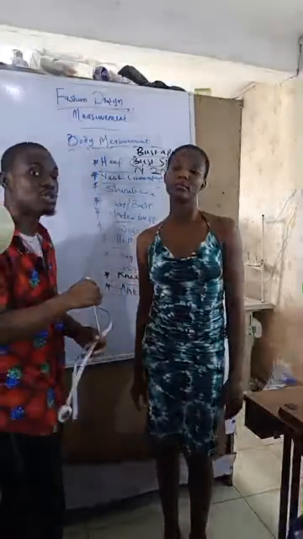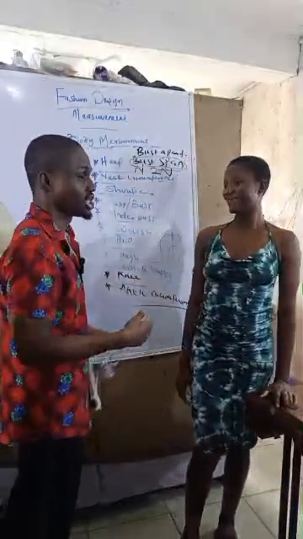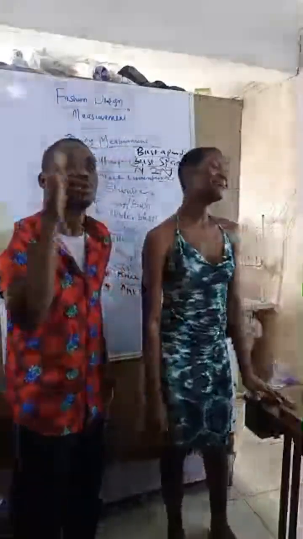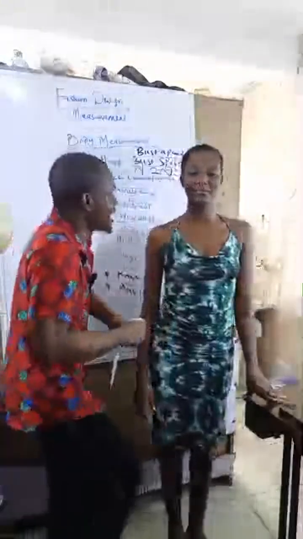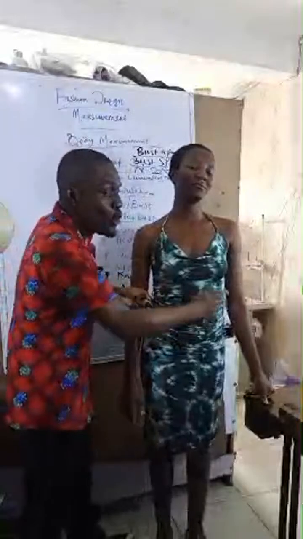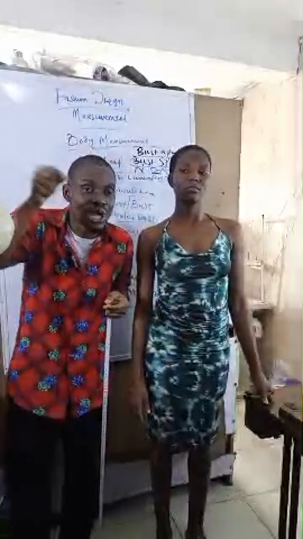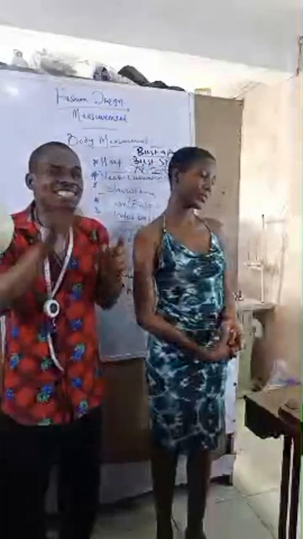So the next part we are going to measure is the what? The waist. Let's go to the waist. Where is the waist? I want us to know where the waist is. Waist is the tiniest point. Waist length.